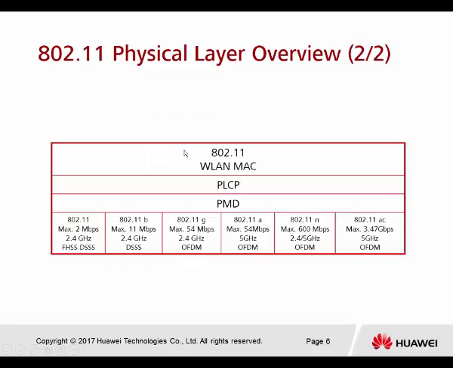Okay, so this one will be the frame format for the physical layer. On the top they will have the WLAN MAC, and then PLCP. Followed by PMD, and finally the standard choosing. So they know currently for the wireless what kind of version they're using, b, g, an or ac.